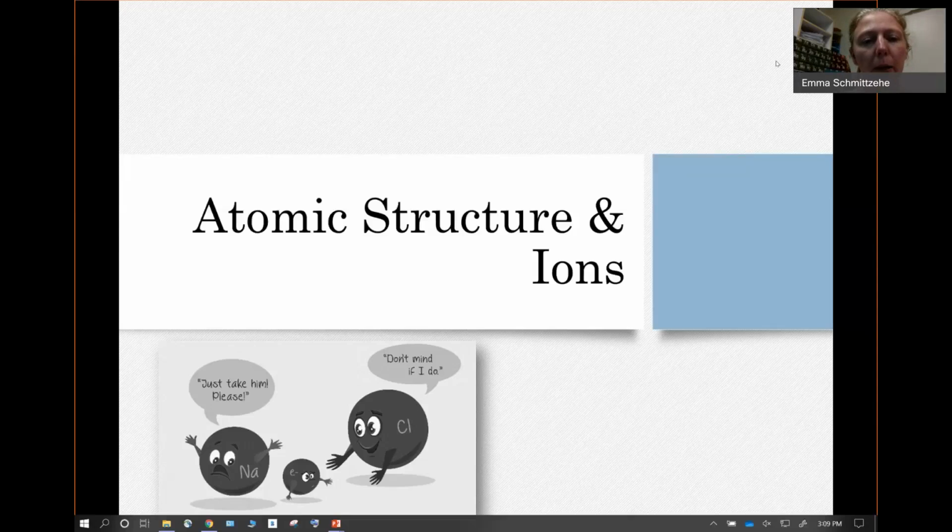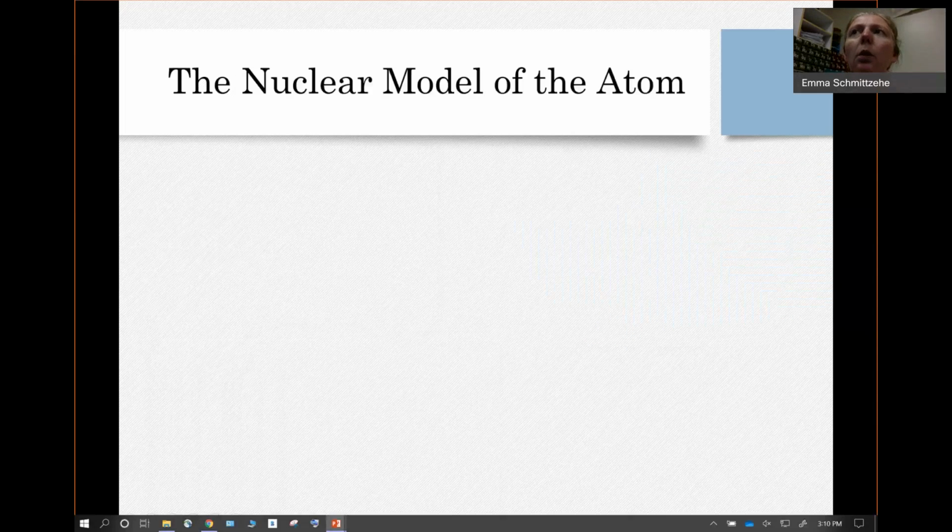Okay, I'm going to talk about atomic structure and ions. So first, let's start with atomic structure. We know that Dalton proposed that the smallest unit of an element is an atom, an indivisible particle. But then further studies told us that those atoms were made up of smaller particles, the subatomic particles: protons, neutrons, and electrons.